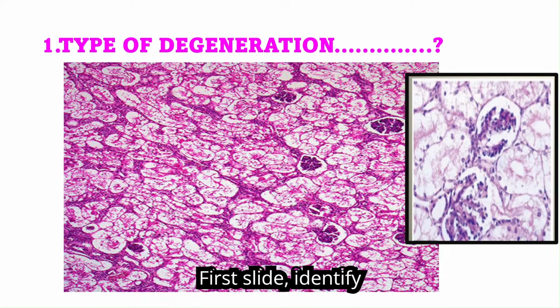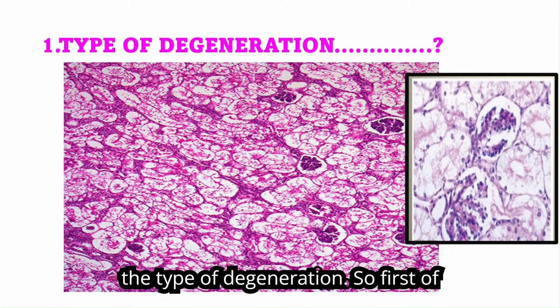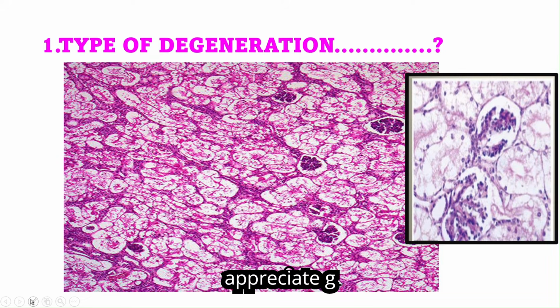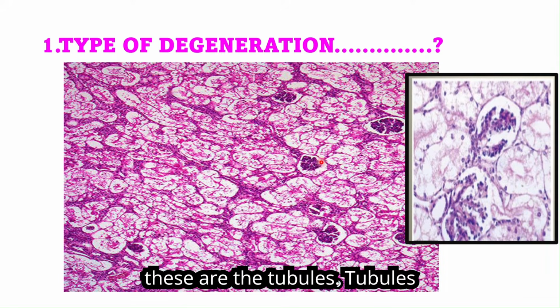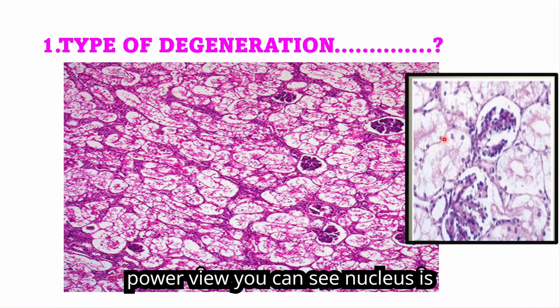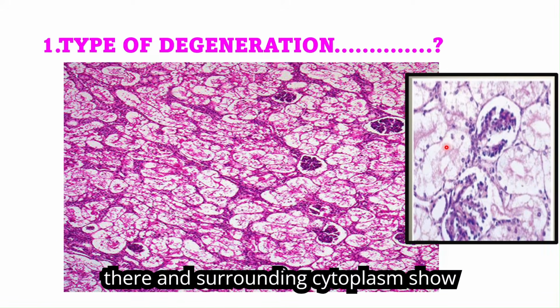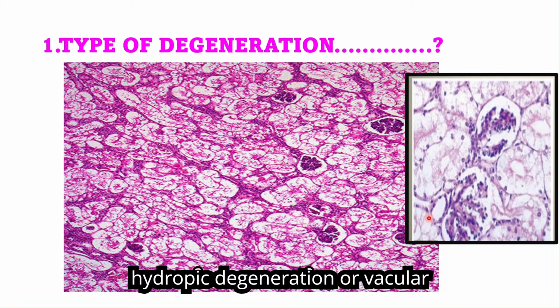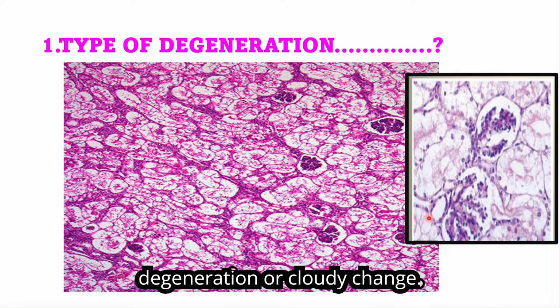First slide: identify the type of degeneration. First of all, look for the organ. Here you can appreciate glomeruli, and these are the tubules. Tubules are having vacuolar change. In high power view, you can see the nucleus is there and the surrounding cytoplasm shows vacuolar change. So this is a slide of hydropic degeneration or vacuolar degeneration or cloudy change.